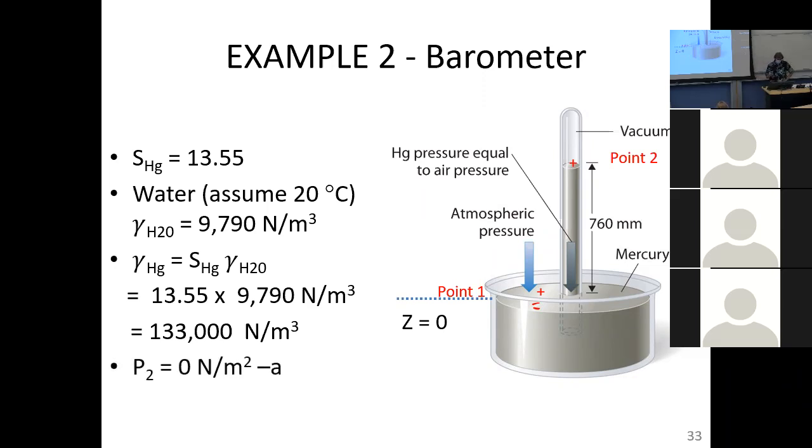And at point 2, we know what the pressure is. At point 1, we know what the pressure is. It's atmospheric, but that's 0 in a gauge sense. I want to know the pressure at 1 in an absolute pressure measurement datum. So P1 is actually the unknown. It's the real absolute atmospheric pressure, and Z1 is 0, Z2 is going to be 0.76 meters, 760 millimeters.